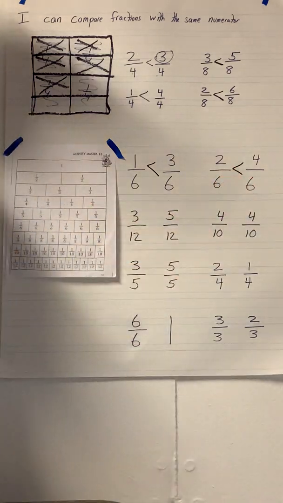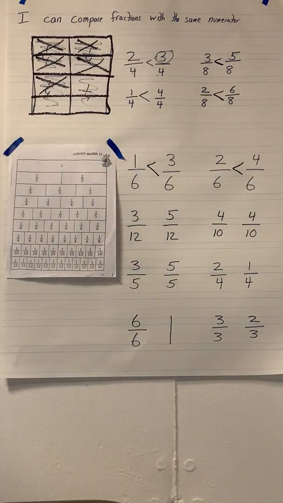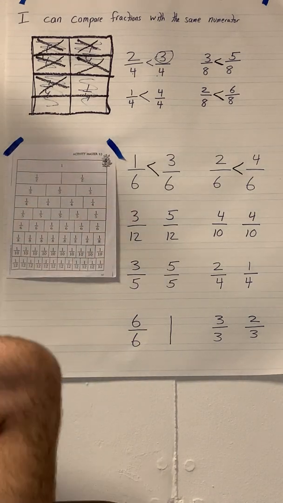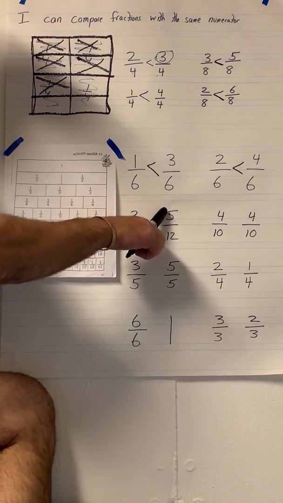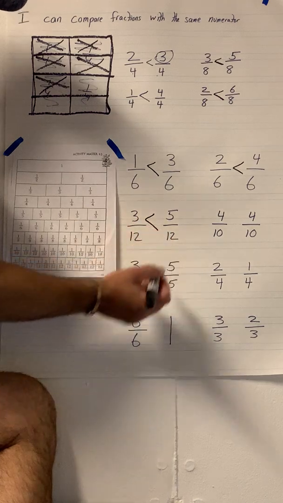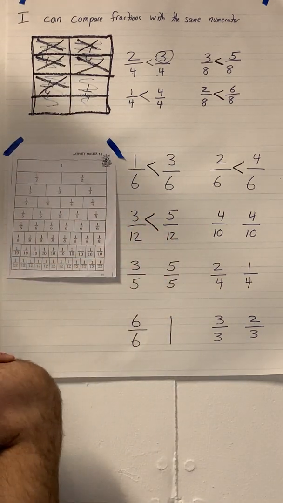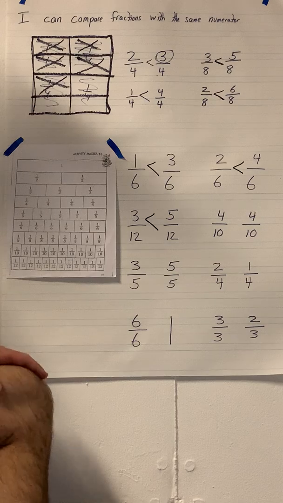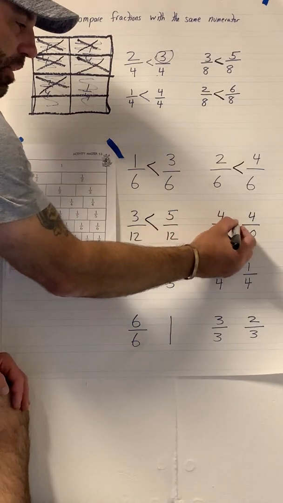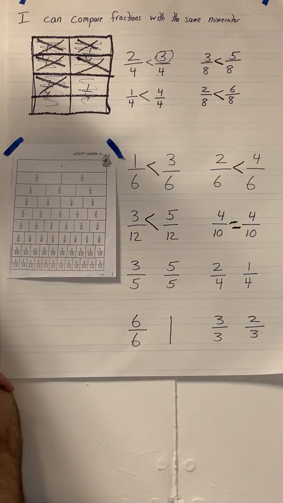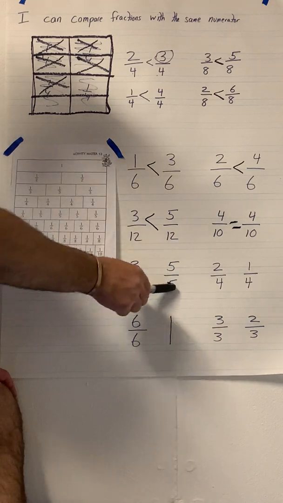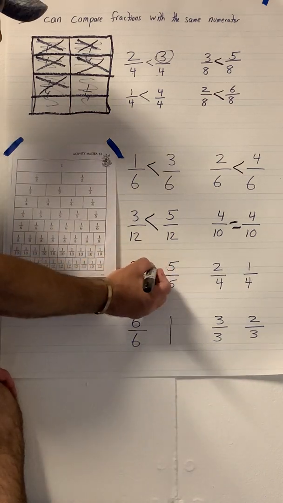Now it's a little different when the denominator is different, and we'll do that later. But right now, when the denominators are the same, all you're looking for is the bigger number. 3/12 or 5/12. Well, 5 is bigger than 3, and they're both 12ths, so it'd have to be 5/12, right? Or if I have 4/10 and 4/10, well, they're both 4, they're both 10ths, so that's just the same. 3/5 or 5/5, well, they're both fifths. 5 is bigger than 3.